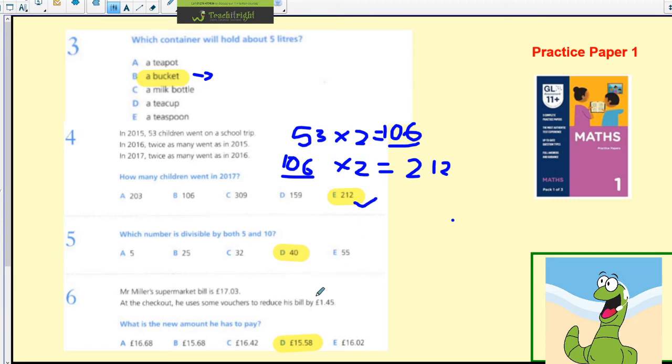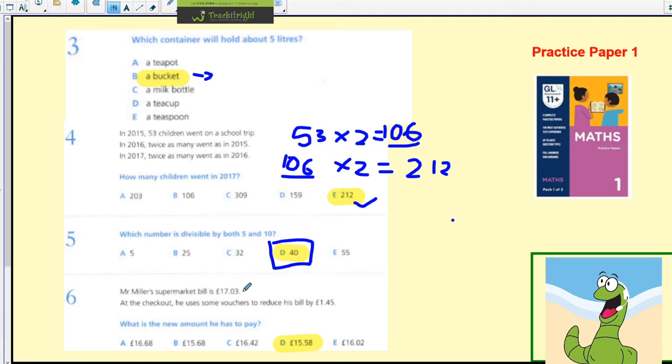Which number is divisible by both 5 and 10? The answer is 40. Again, I think the hard part there is knowing what divisible means: you can divide it. Another way of saying it is, which number is a multiple of both 5 and 10. So multiple is the other keyword that's similar, meaning it is in the times table. So 40 is both in the 5 times table and in the 10 times table.